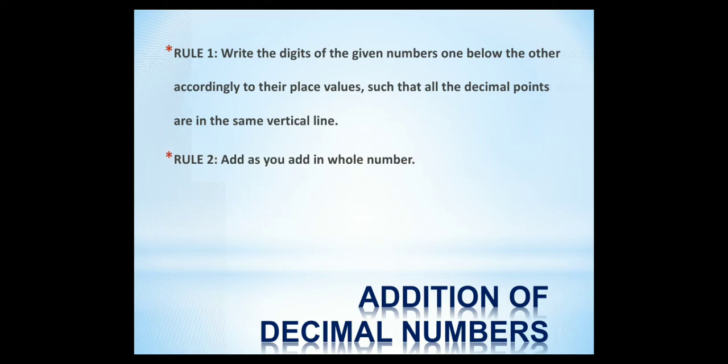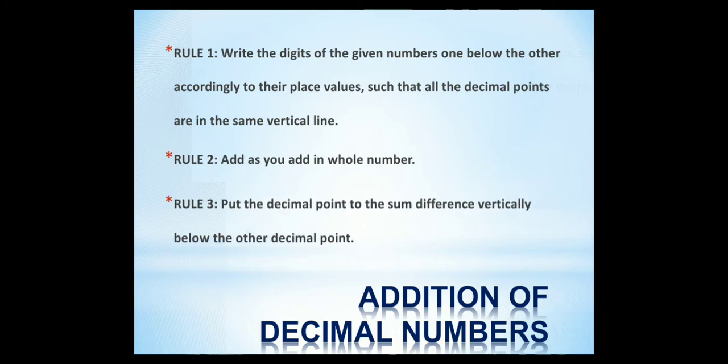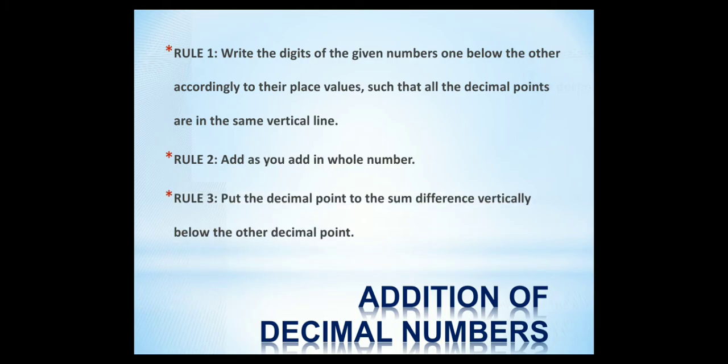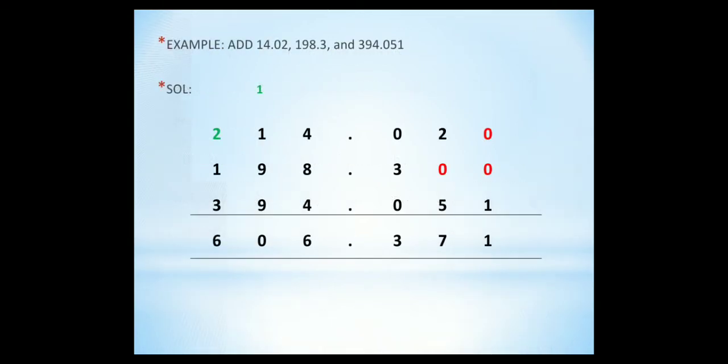Second, once you have written the numbers one below the other, you can do the addition process. You can add just like you add normal whole numbers. Third, put the decimal point in the sum vertically below the other decimal points. In the sense that after finding the answer, don't forget to put the decimal point in the place where it is to be inserted. Let me explain with an example so that you have some clarity.